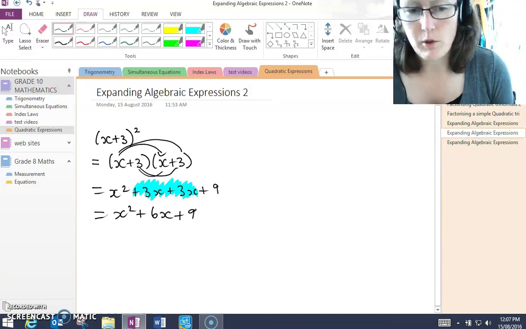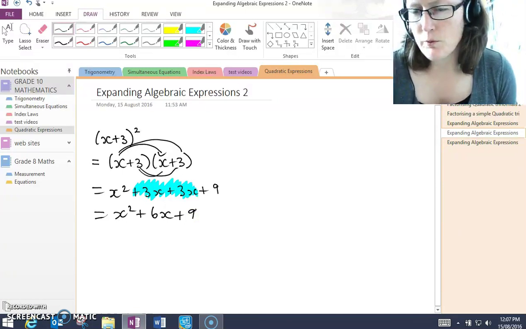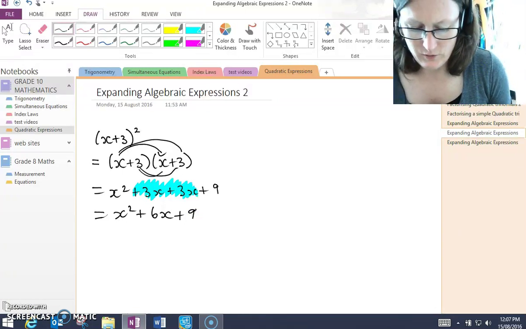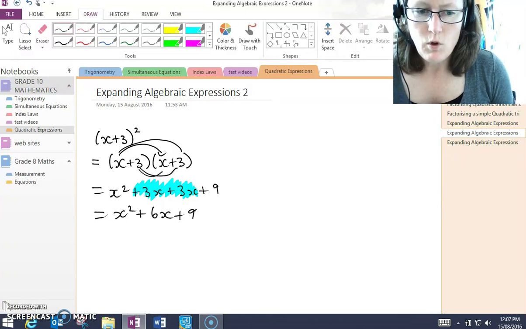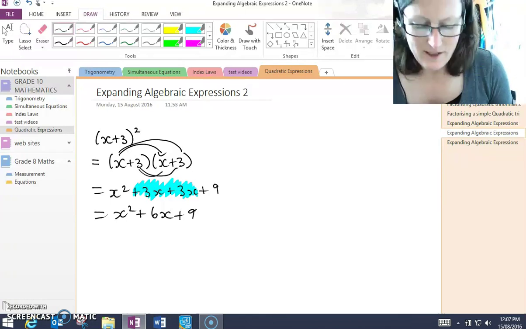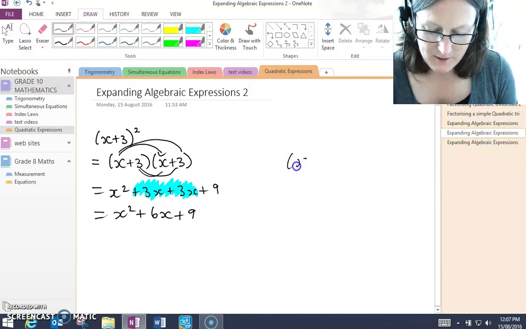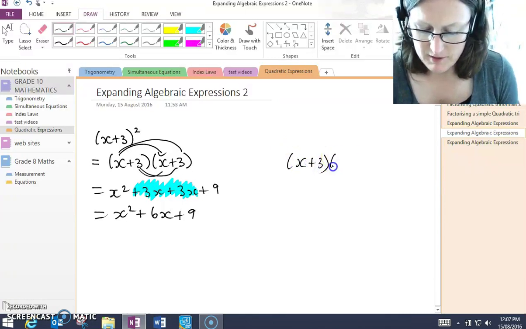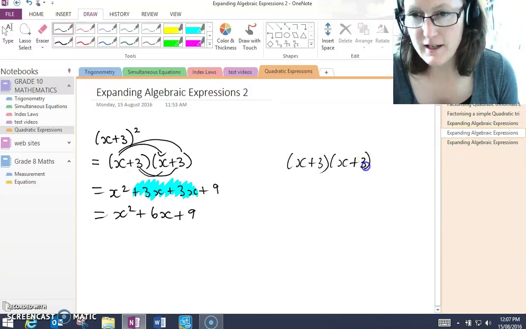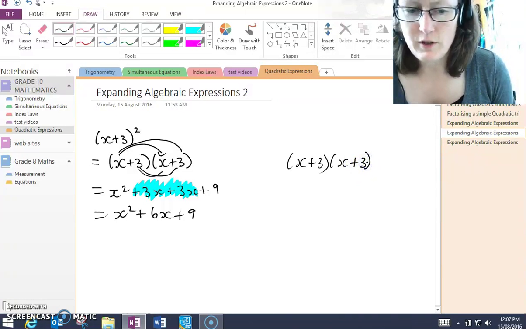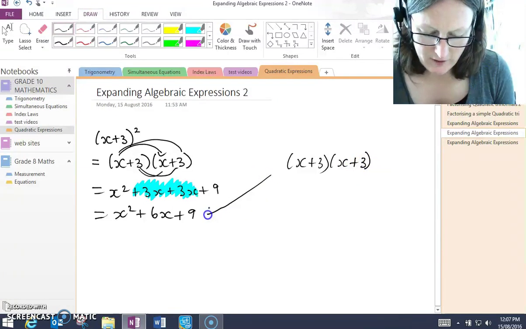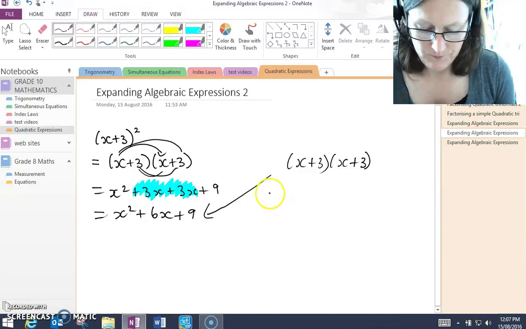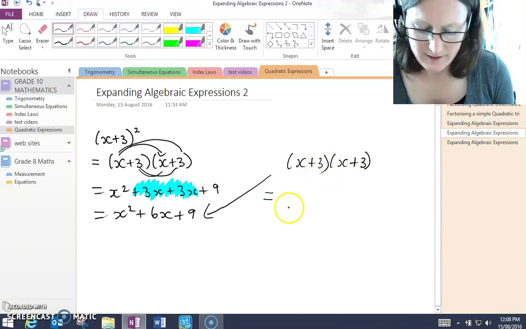Now with the square of a binomial, it's good to be able to recognise that there is in fact a quick way to do these. If what is in the brackets is exactly the same, so in this case, x plus 3 is exactly the same, then it's good to be able to recognise a quick way to get straight to this answer.